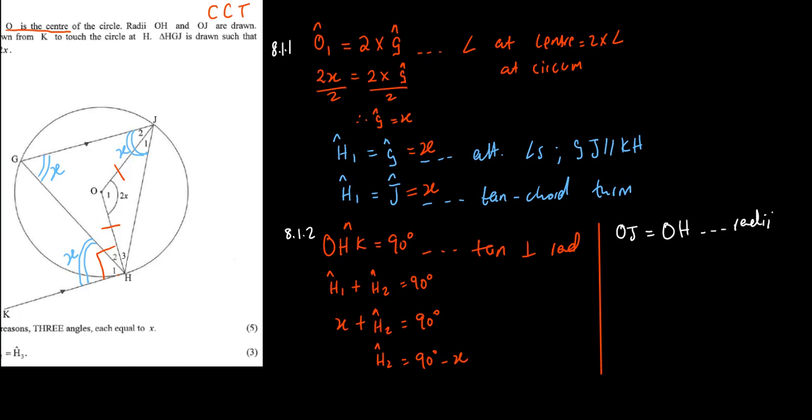Right, so if that is radii, then that means H3 should be equal to J1. Therefore, because these are angles opposite equal sides, one of the properties of the triangles. Now, where to now?